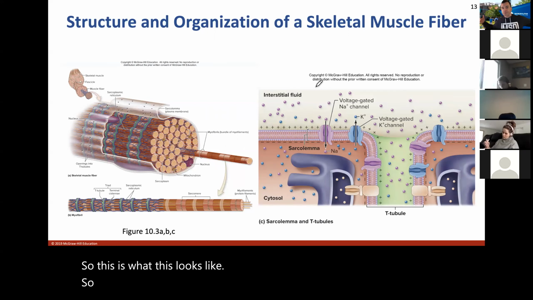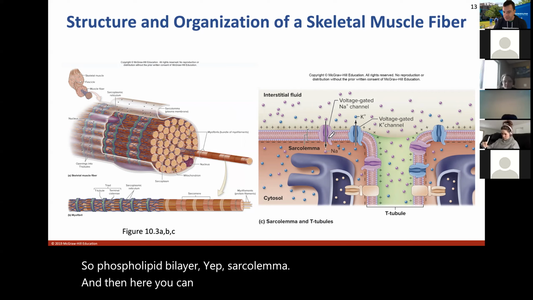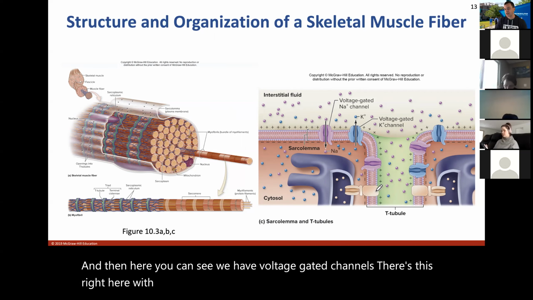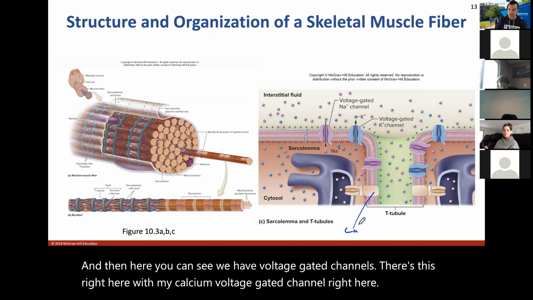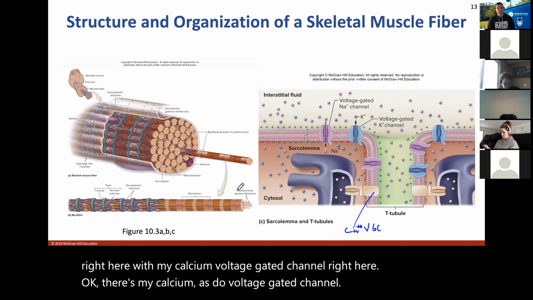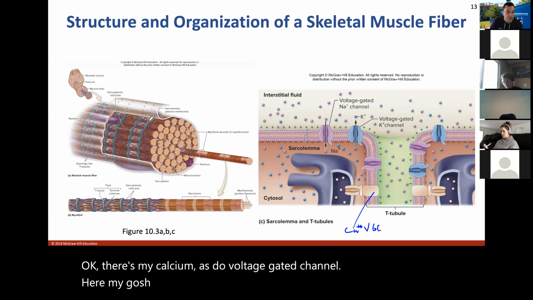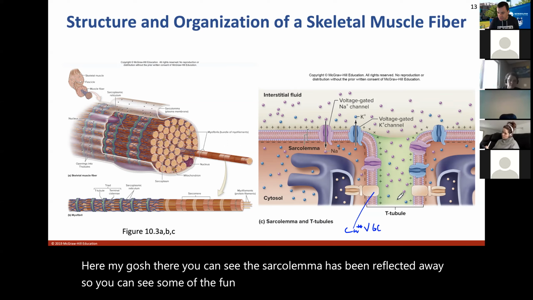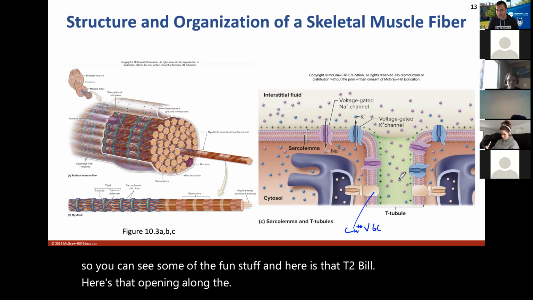Phospholipid bilayer. Yep, sarcolemma. And then here you can see we have voltage-gated channels. There's this right here with my calcium voltage-gated channel right here. Okay, there's my calcium. I'll just do voltage gated channel. Here. Oh my gosh, excuse me. There you can see the sarcolemma has been reflected away, so you can see some of the fun stuff. And here is that T tubule. There's just that opening along the sarcolemma.